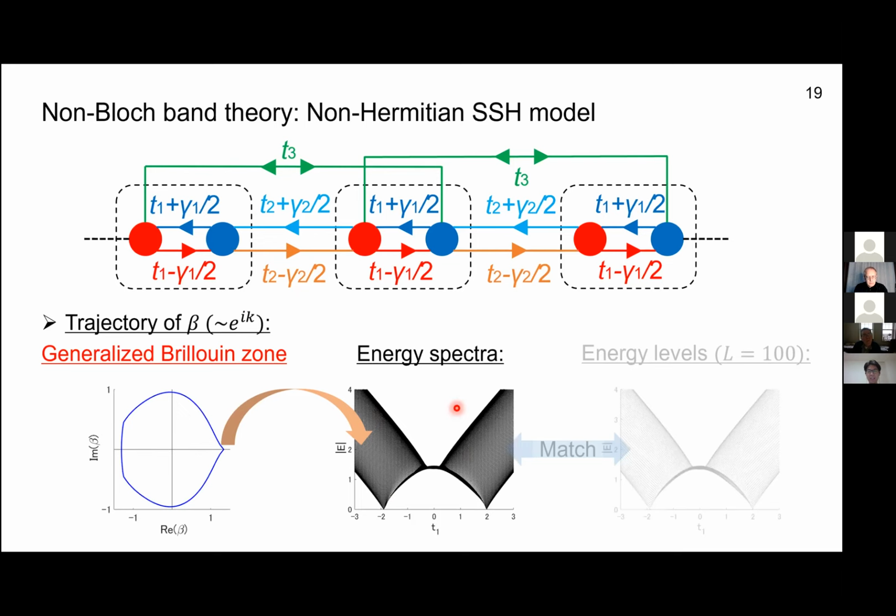And in fact, these energy spectra match the energy levels in a finite open chain with the system size being 100. So we conclude that the generalized Brillouin zone can reproduce the energy spectra in the non-Hermitian SSH model.